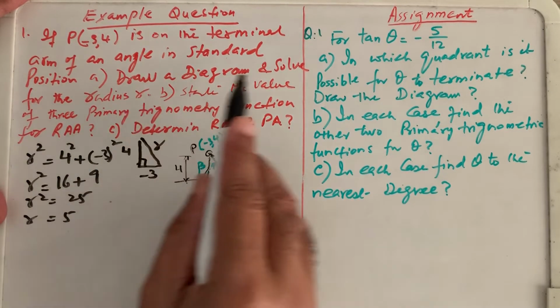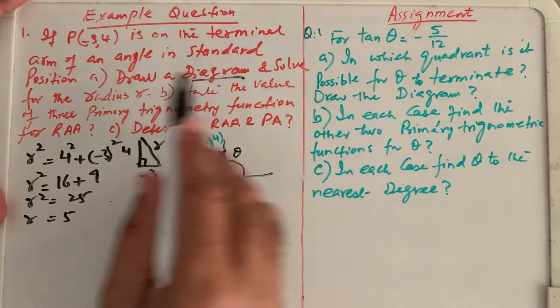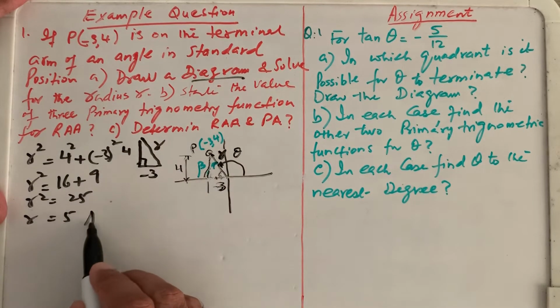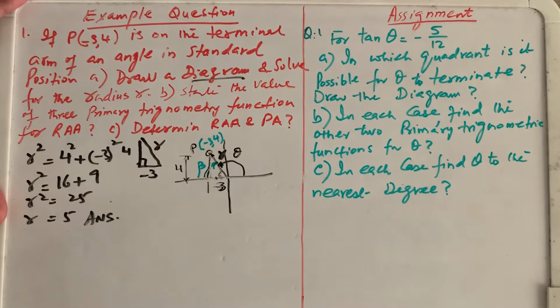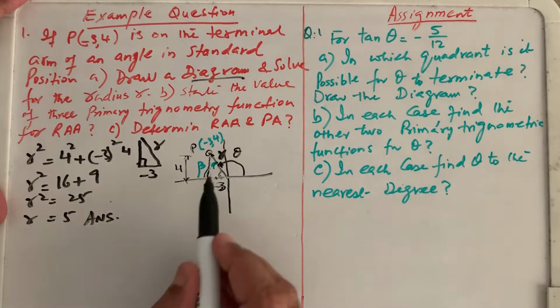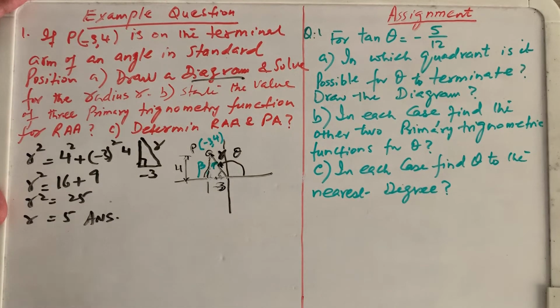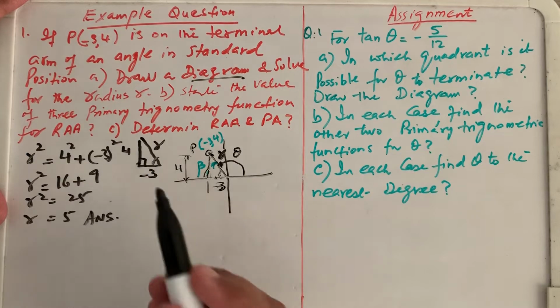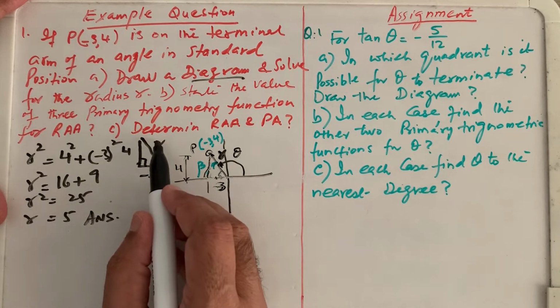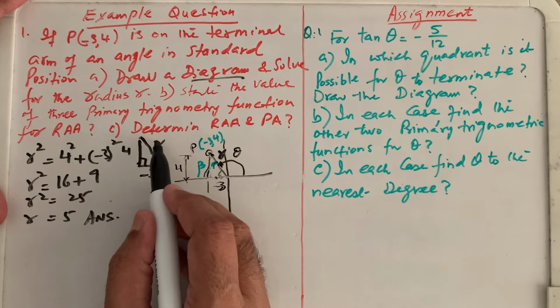One answer: draw the diagram, we did the diagram, and solve the radius r, so we solved the radius r. This is my first part. B part, state the value of the three primary trigonometric functions for RAA. So for this angle, beta, this is my beta. Now I know the radius as well, so I know the hypotenuse.